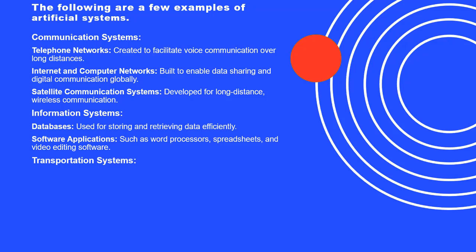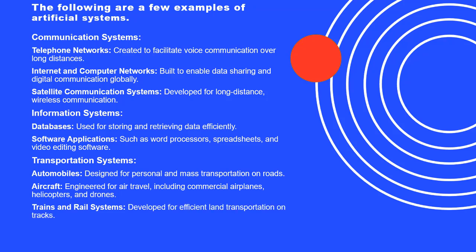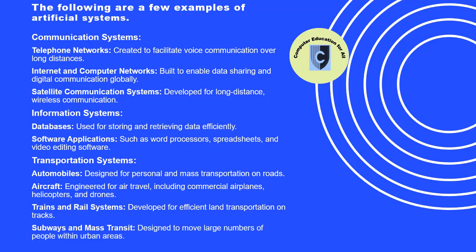Transportation systems. Automobiles designed for personal and mass transportation on roads. Aircraft engineered for air travel, including commercial airplanes, helicopters, and drones. Trains and rail systems developed for efficient land transportation on tracks. Subways and mass transit designed to move large numbers of people within urban areas.